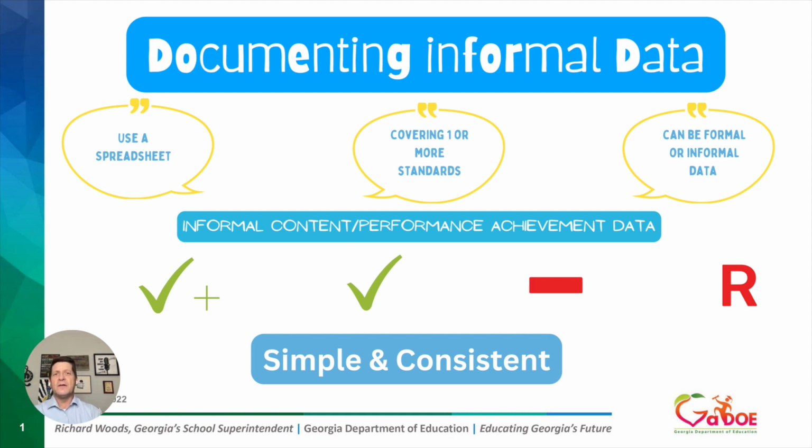One of the most important things to remember when you are documenting data, whether you consider it to be formal or informal, is make it simple and consistent. Lots of people, instead of using checks and minuses, use green, red, and yellow. Some teachers even highlight. So you want to make sure that it's simple, something you can use, and consistent, but make sure that you have a plan to document your data.